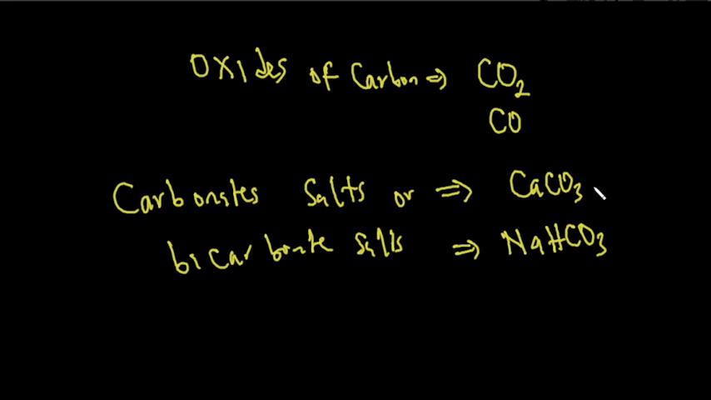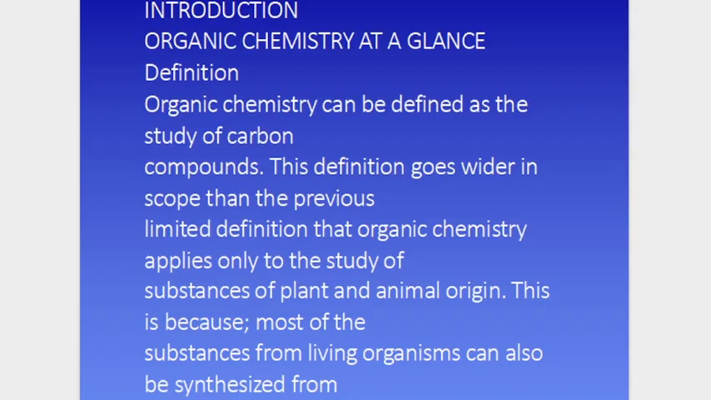The other set of carbon compounds that are not considered organic are your carbonic acid. So that is your trioxocarbonate 4 acid. It is not considered an organic molecule. So when you have your H2CO3, trioxocarbonate 4 acid, it is not organic. So these are the examples or list of compounds that are not considered organic. However, most other compounds that are carbon related are referred to as organic compounds. Now, with this said, we move ahead.